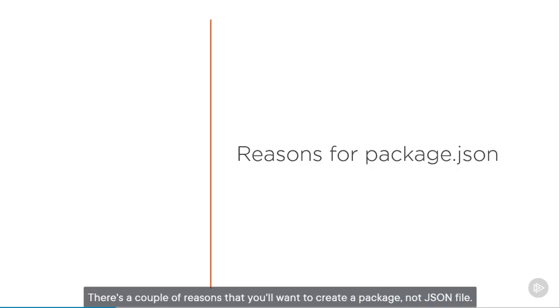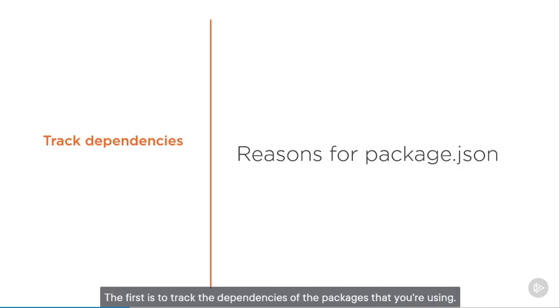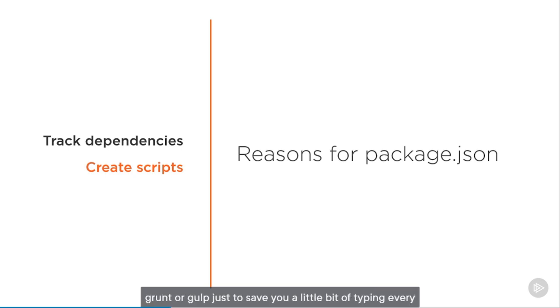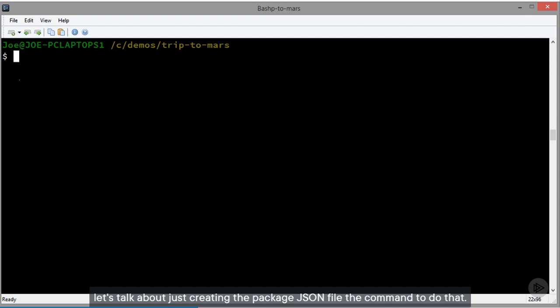With this kind of project, there's a couple of reasons that you'll want to create a package.json file. The first is to track the dependencies of the packages that you're using. So whatever packages that you download and install through NPM, you'll want to keep track of those. And the other reason is it's a quick and easy way to create some little scripts. This will help you avoid having to install Grunt or Gulp just to save you a little bit of typing every time you want to start your project up. We'll talk about scripts later on, but for now let's talk about just creating the package.json file. The command to do that is npm init.